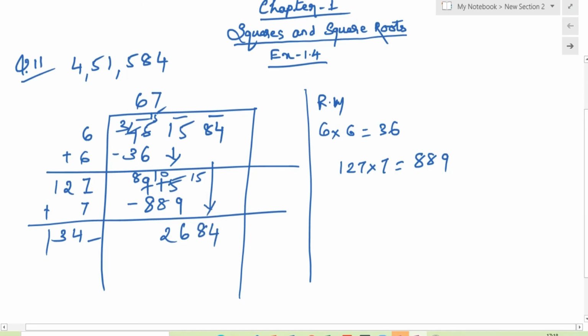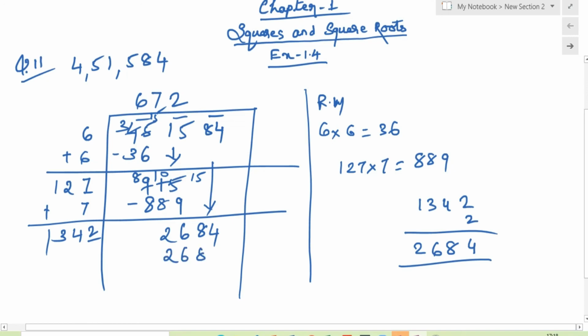Now again 4 we are having, so let us go ahead with 2 into 2. So we are having 2 2s are 4, 4 2s are 8, 3 2s are 6, 2 1s are 2. So 1342 into 2, 2684, remainder is 0, so the square root value of 4,51,584 is 672. Similarly you can do question number 12.